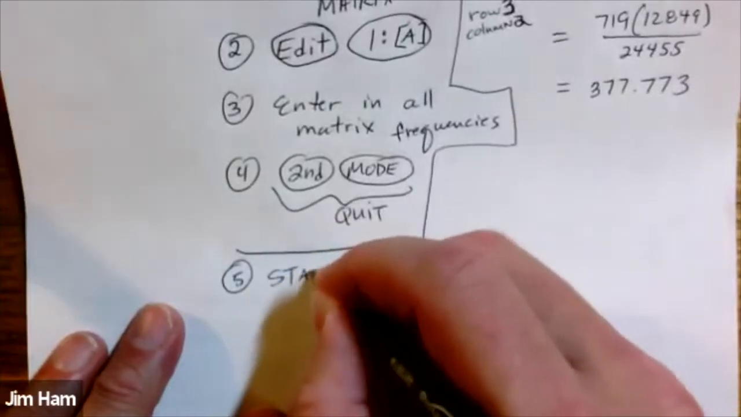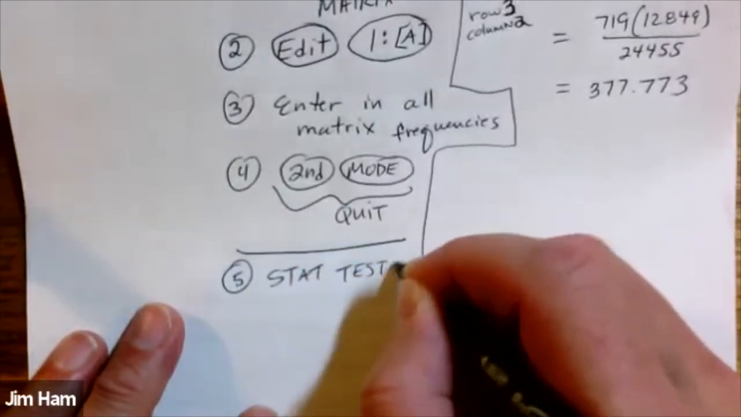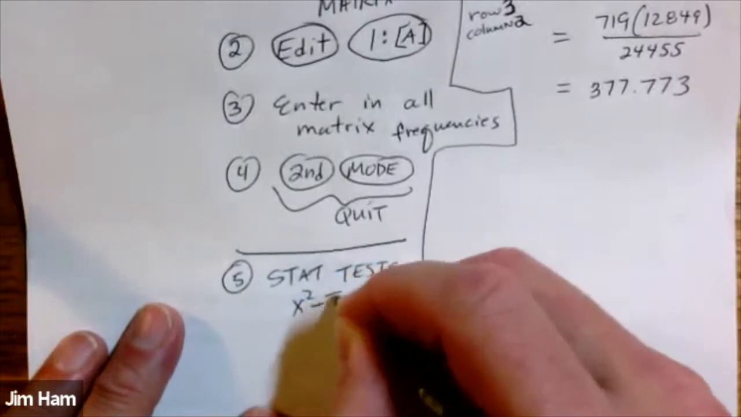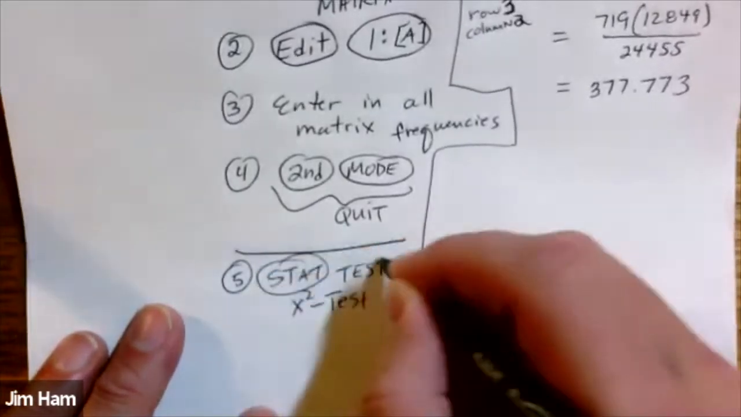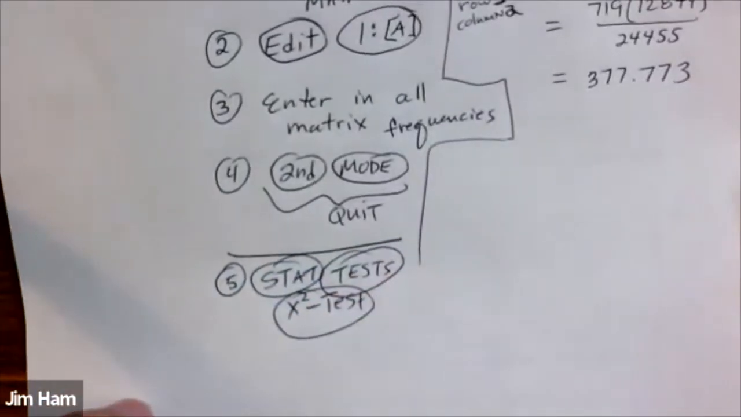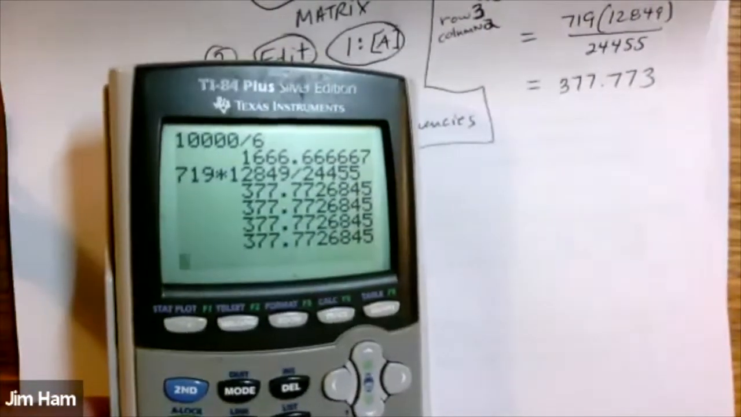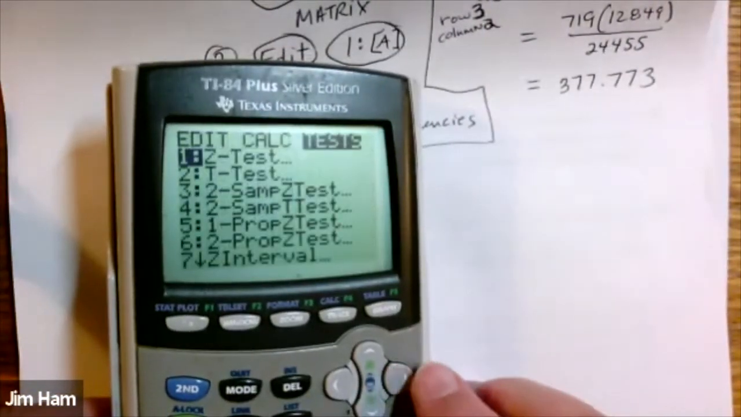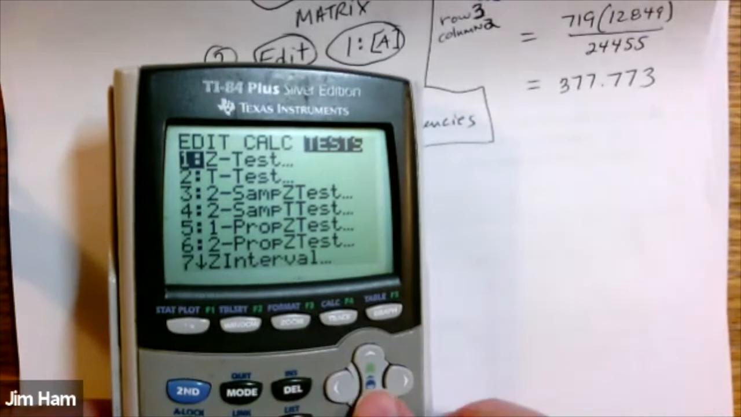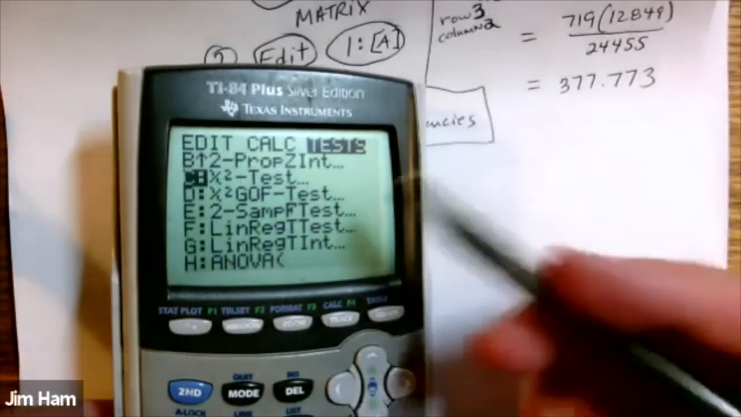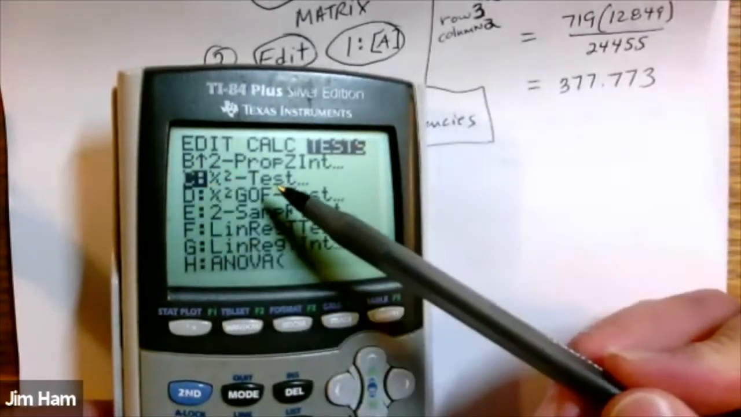So we're going to go to Stat, and then Tests, and then we're going to select the chi-squared test. So now we're getting into running the test itself. This is the one. All right, Stat, and then Tests. And then we're going to go down to chi-squared test. For me, it's option C on my calculator.